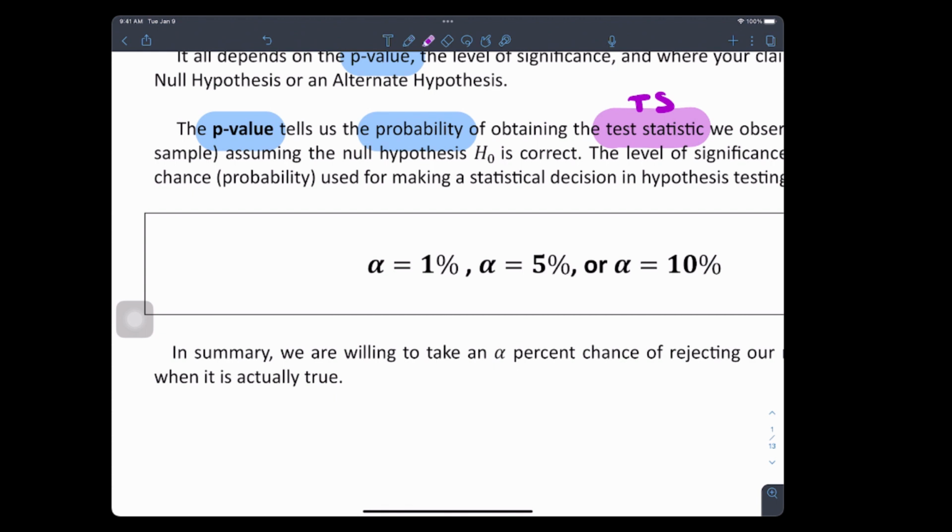Assuming, here's the assumption, it assumes that the null hypothesis is what? Correct. That's what the p-value is. The p-value assumes the null hypothesis is correct. So let's say the p-value is close to 0. That's the probability of getting the test statistic assuming the null hypothesis is correct. So if it's a small probability, you have an issue with that, okay?